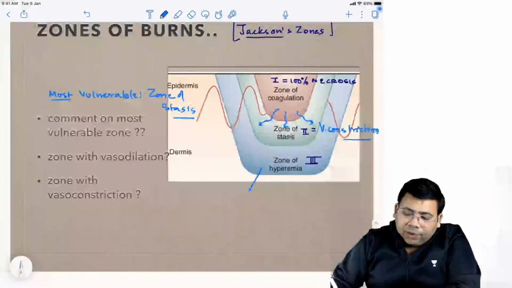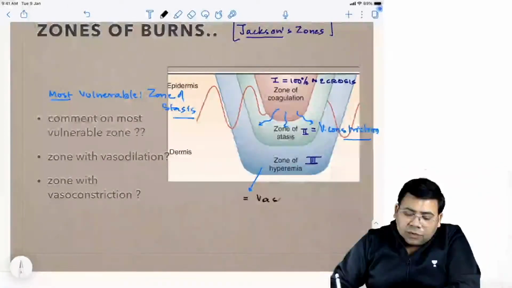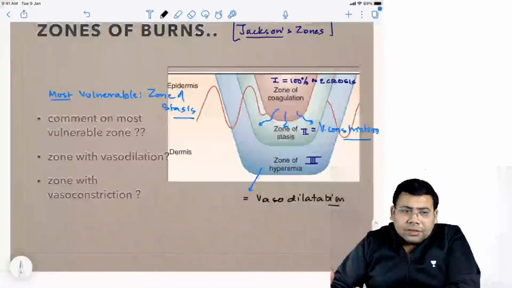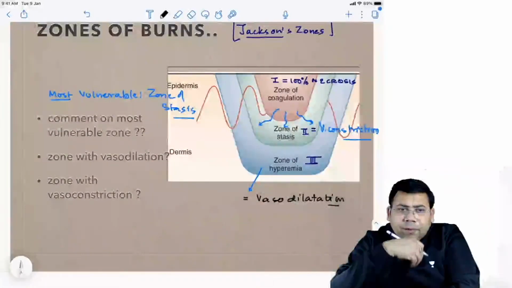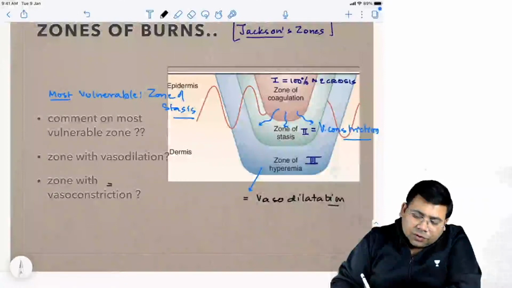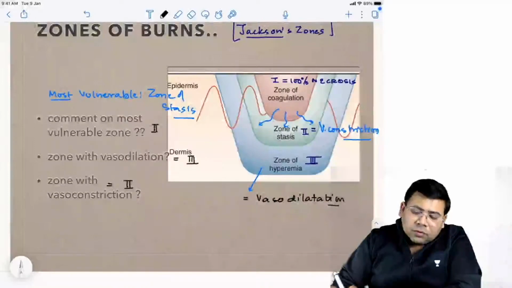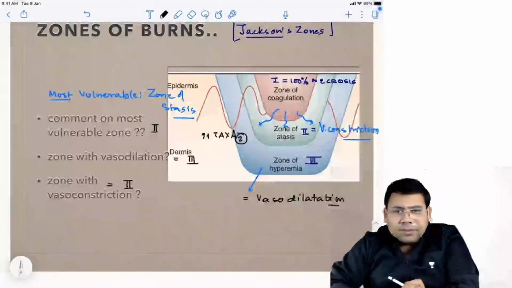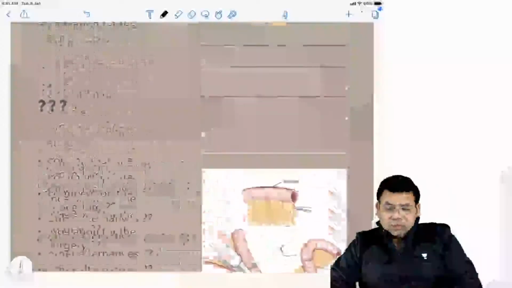Okay, what is the zone of hyperemia, students? This is the zone with vasodilatation. Remember, this is the zone which is farthest, and after that you get the normal skin. So this is the concept of zone of coagulation, zone of stasis, zone of hyperemia. Is that clear or no? Zone with vasoconstriction, zone 2. Zone with vasodilatation, zone 3. Most vulnerable zone, zone 2. Zone with increase in thromboxane A2. If you don't remember, still remember it like this. Is that clear to everyone or no?